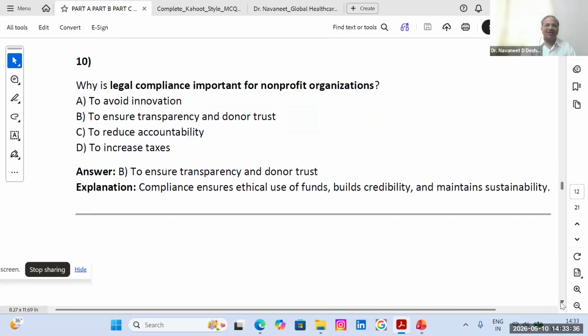The next question is, why is legal compliance important for nonprofit organizations? A. To avoid innovation. B. To ensure transparency and donor trust. C. To reduce accountability. And D. To increase the taxes. The correct answer is B, to ensure transparency and donor trust, because compliance ensures ethical use of funds, builds credibility, and maintains sustainability.